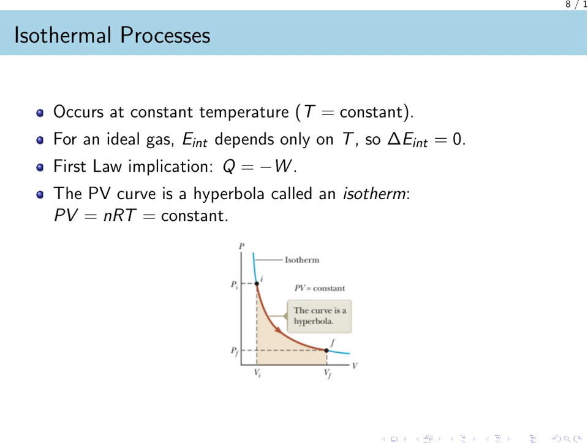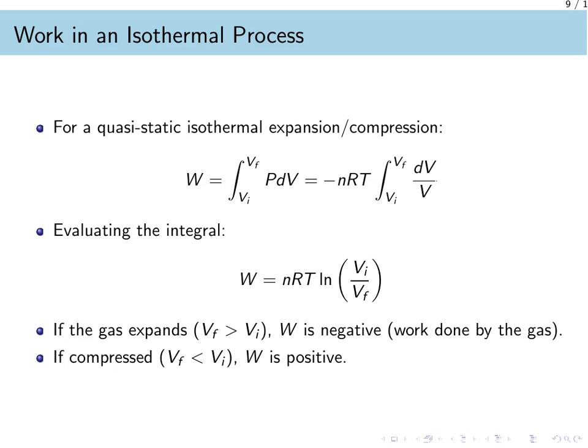On a PV diagram, this process appears as a curve called an isotherm, which takes the shape of a hyperbola. The relationship is defined by the ideal gas law, stating that pressure times volume equals the number of moles times the gas constant times the constant temperature. To find the work done during an isothermal expansion or compression, we integrate the pressure over the change in volume.